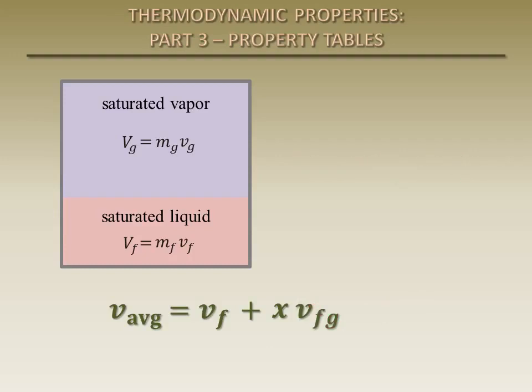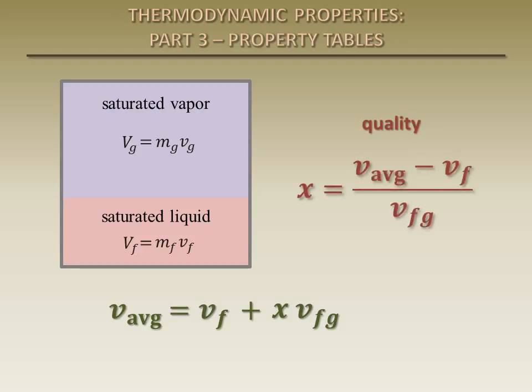If the quality of the mixture is known, we can use this equation along with the values of Vf and Vg found in the saturated mixture table to determine the average specific volume of the mixture. Or, if the average specific volume of the mixture is known, we can rewrite the equation in the following form to determine the quality of the mixture.